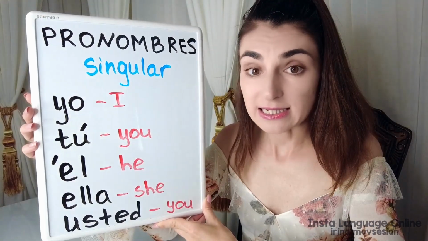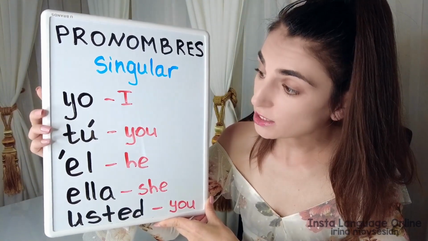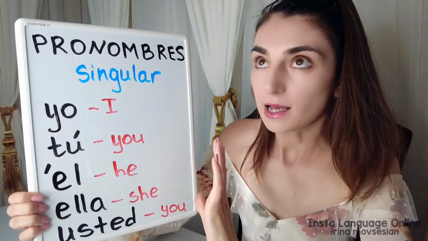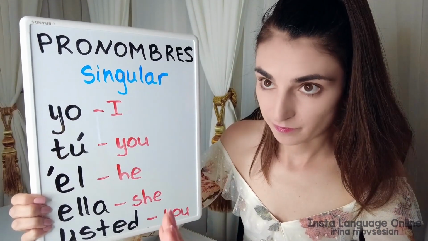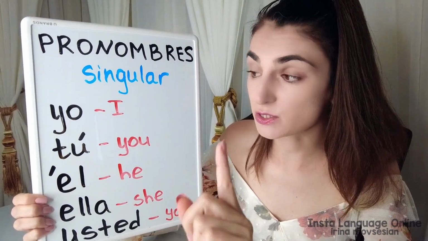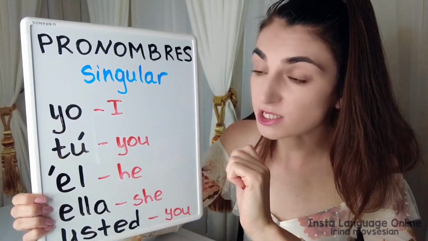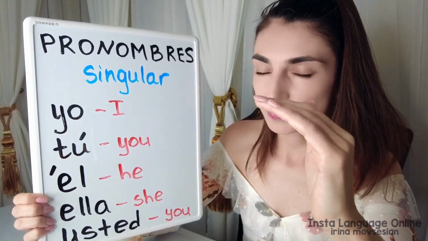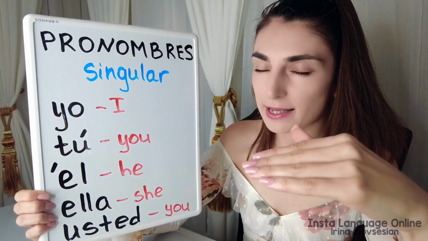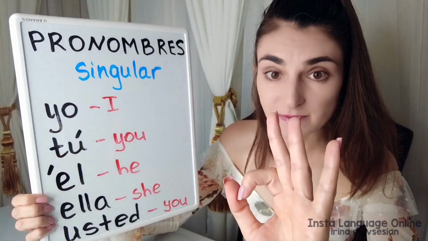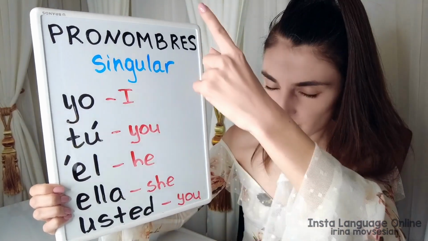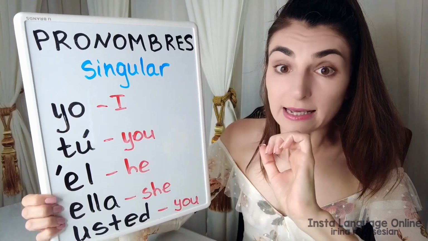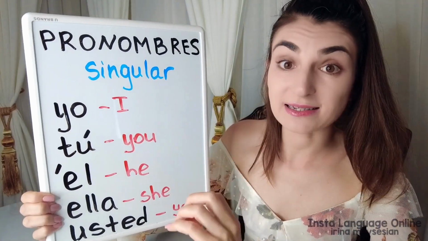Now take a pen, take paper, and write down 1, 2, 3, 4, 5. Write down 5 words. My advice is, if you want to remember something fast, first of all, remember how many words you need to learn. 5. Then remember what they are. Pronouns, pronombres. Then you close your eyes and you do yo, tú, él, ella, usted, 3 times. But then you do it vice versa. Usted, ella, él, tú, yo. In this way, you can memorize it faster.